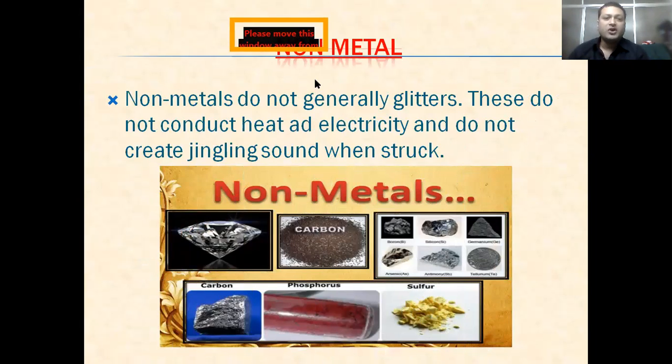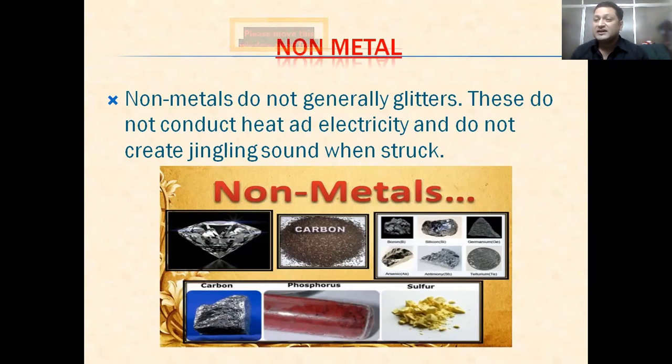Now think about the non-metal. Non-metals do not glitter. They do not conduct heat and electricity and do not create a jingling sound when struck. So students, if I ask you what is the difference between metal and non-metal, I hope you can give this answer, because metal is shining, it has glitter, that means glittering, but non-metal doesn't.